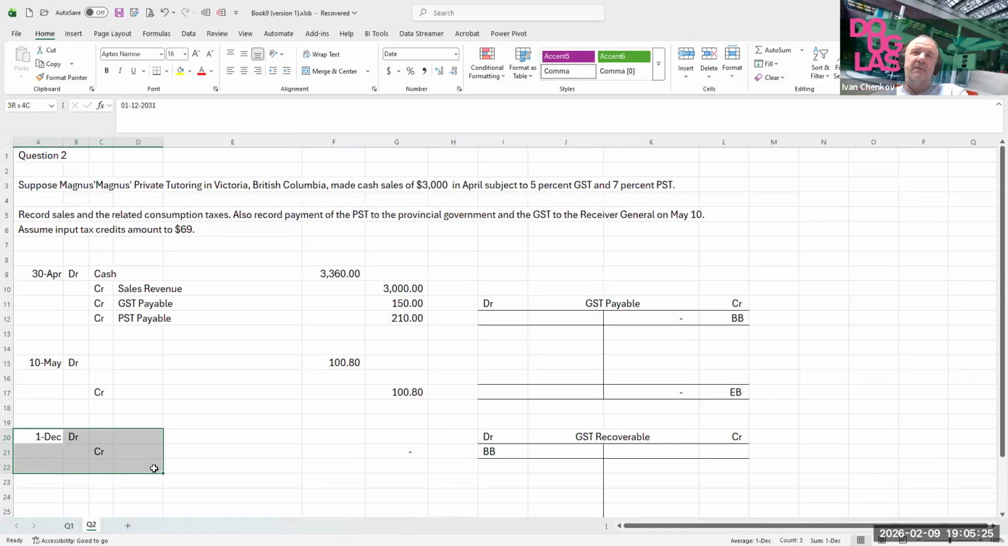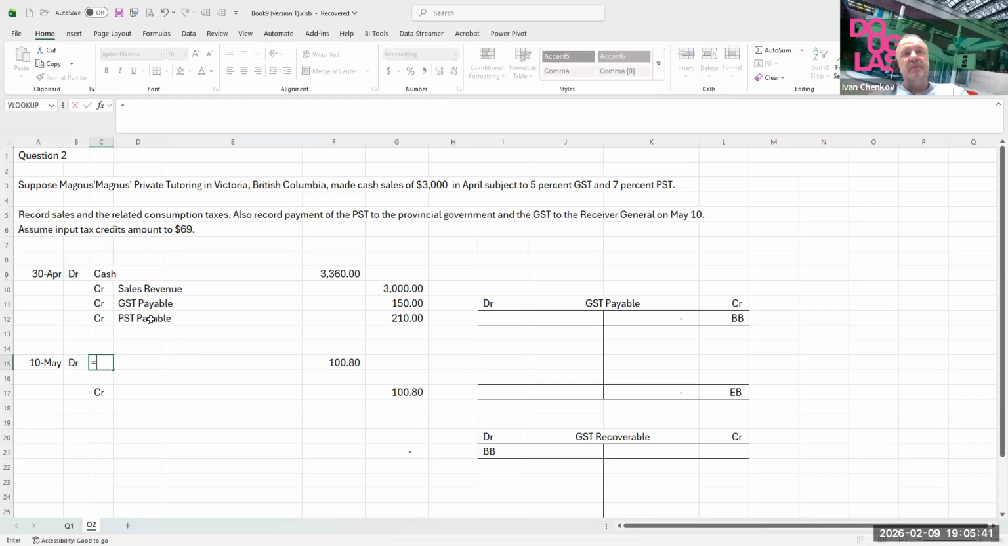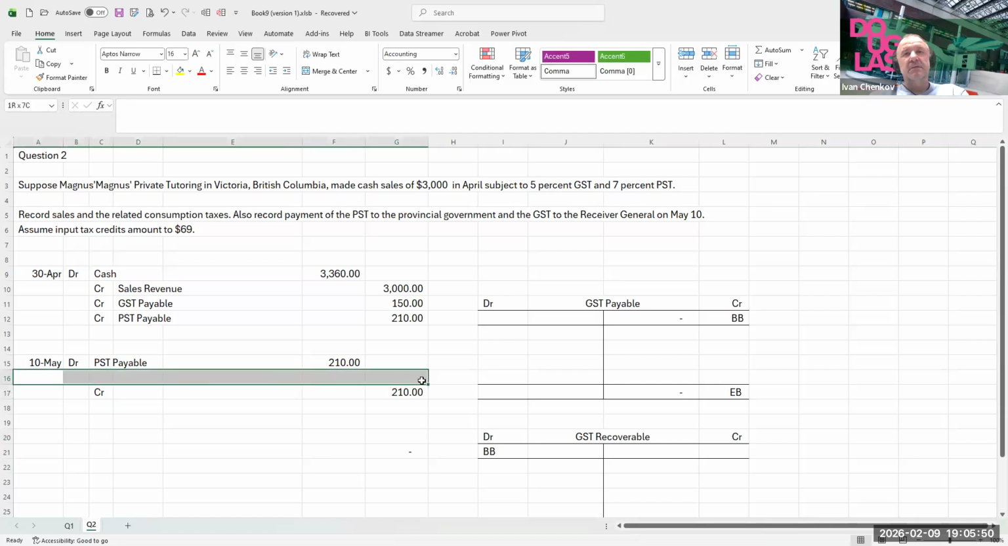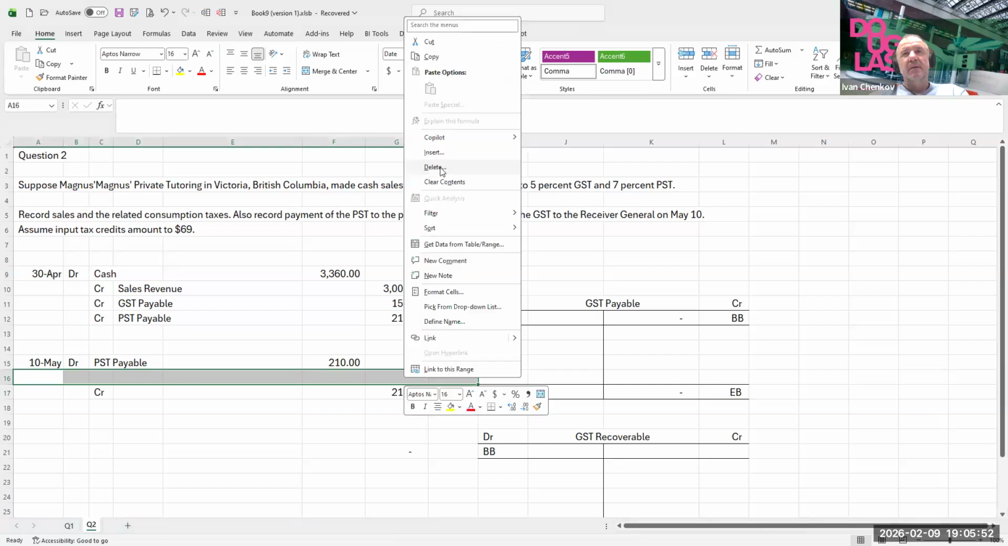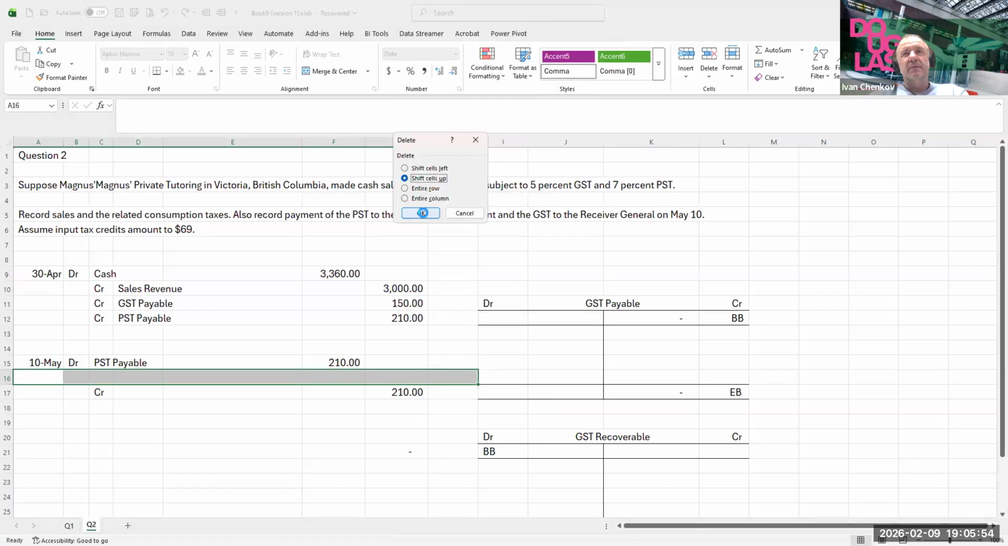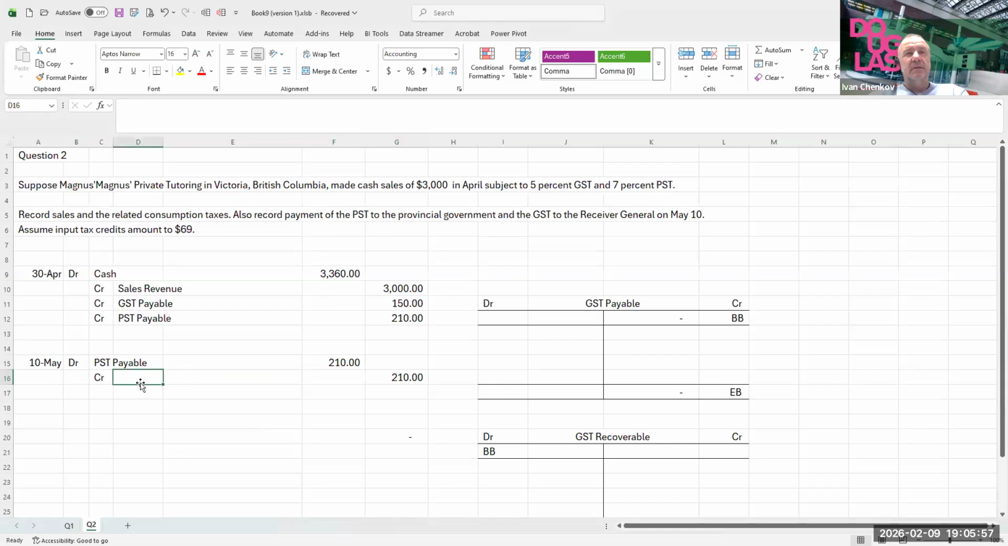Let's do a separate payment for the GST and a separate payment for the PST. Let's deal first with the PST. PST, we have to pay it, no questions about it. So first, let's clear that PST payable: debit PST payable for the amount of 210, and the government doesn't want anything but cash, so let's give them that cash so they don't have to chase us. The credit will be cash.